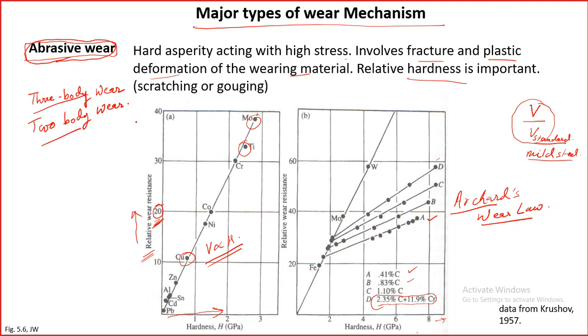Two-body wear is very simple: there are two surfaces, one is harder and this is softer. In this case, the asperity of the harder surface will wear out the softer surface. But three-body wear will take place when you have two surfaces which, let's say, both are hard materials, like normal bearings, which are made of hard steels. So bearing steel, and let's say this is also bearing steel.